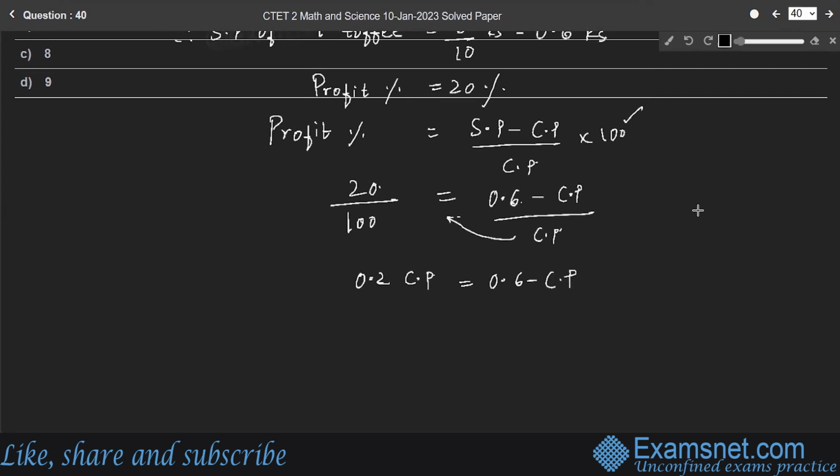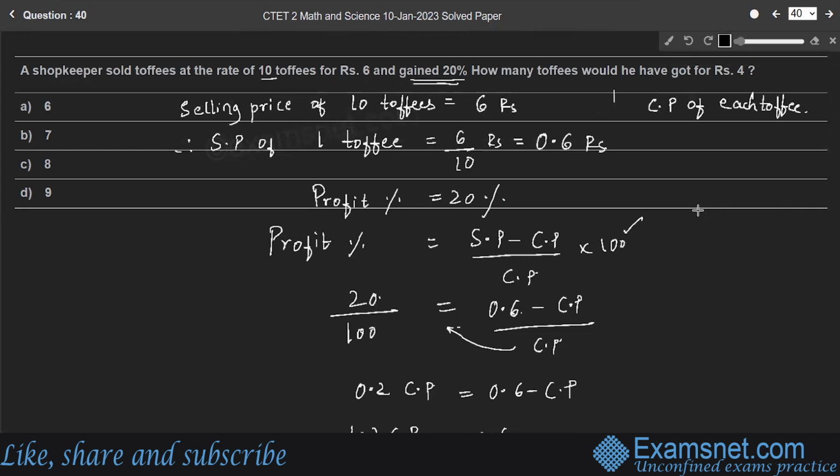So take this minus cost price to the left hand side, it becomes plus cost price. 0.2 cost price plus cost price becomes 1.2 into cost price is 0.6. Therefore, cost price is equal to 0.6 by 1.2, which is 1 by 2. Therefore, cost price of each toffee. So, we are calculating cost price of each toffee is half rupees, right? 1 by 2 rupees, right?